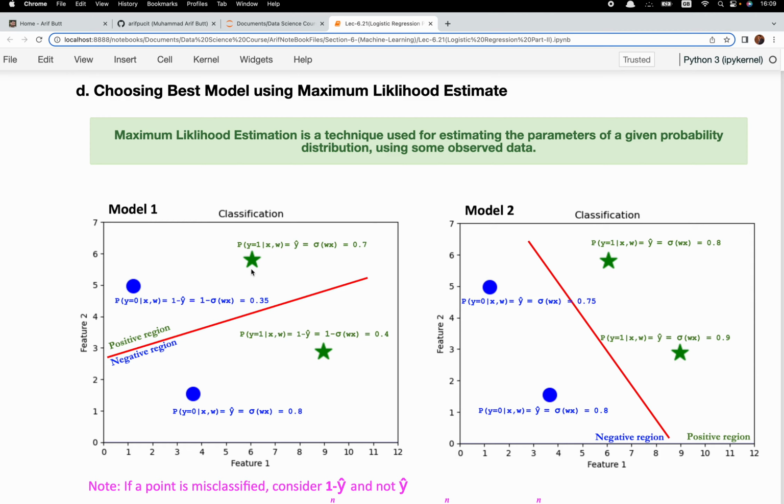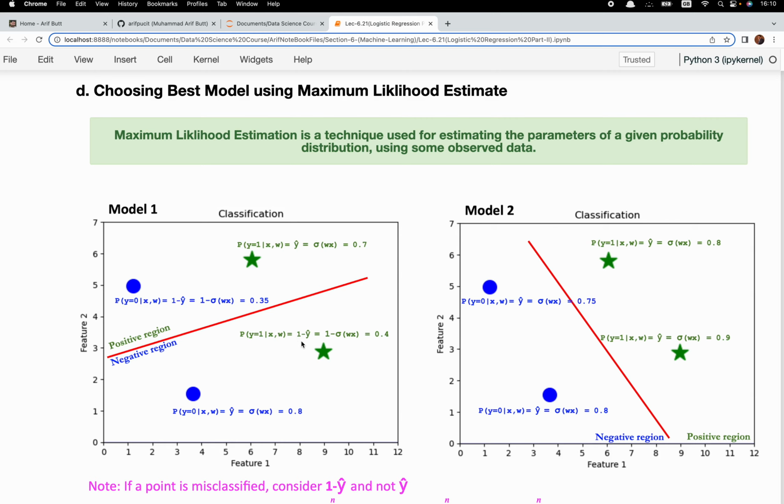Well, this green point above the line belongs to class 1 because y is equal to 1. This point is in the positive region, so it is correctly classified. On the contrary, this green point below the line also belongs to class 1 as the ground label y is 1. However, this point is in the negative region, so it is misclassified. Remember, my dear students, in case of misclassified points, we will consider 1 minus y hat and not y hat, which can be computed by, of course, 1 minus sigmoid of wx.